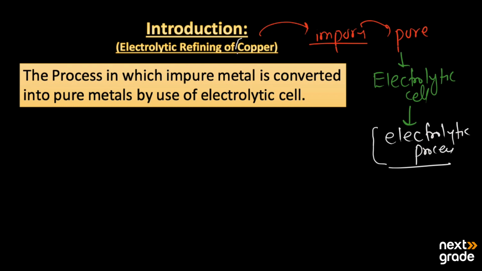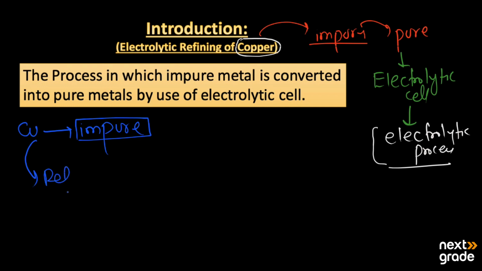So here we will discuss the electrolytic refining of copper metal. If we have a copper metal present in impure form, or some type of impurities are present in it, then we can refine that metal by the electrolytic process. So by definition, it is a process in which the impure metal is converted into pure metal by the use of the electrolytic cell. This is known as a simple process of electrolytic refining.